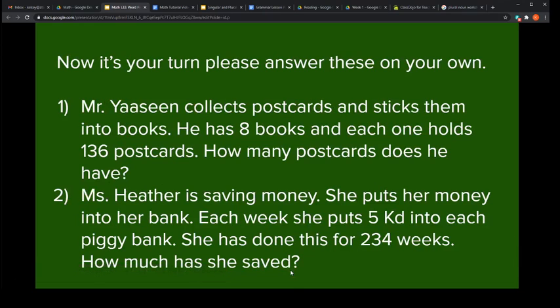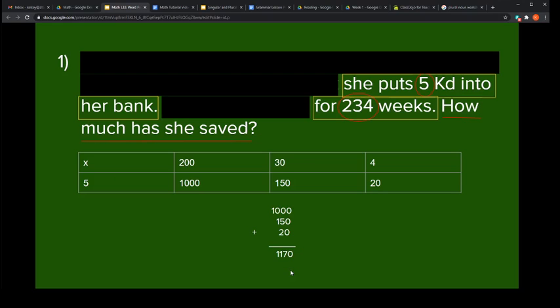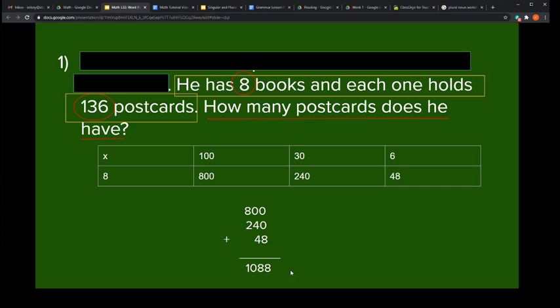Then we have the students answer these 2 word problems on their own to see how well they did. Here's the answer for number 1. And here's the answer for number 2.